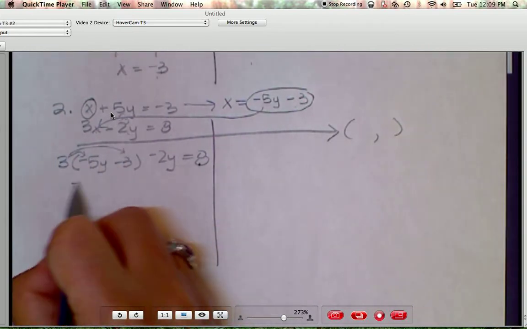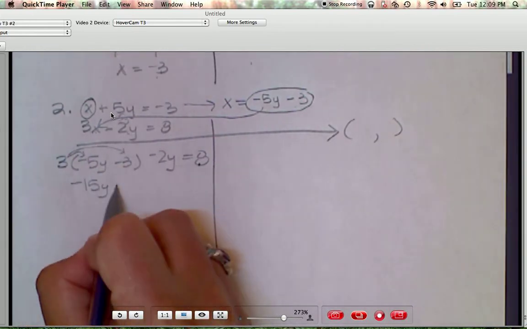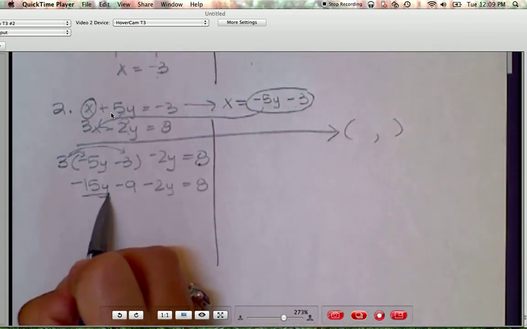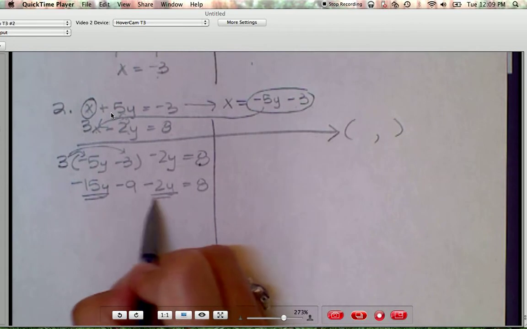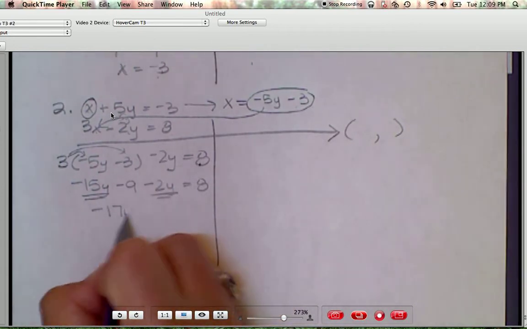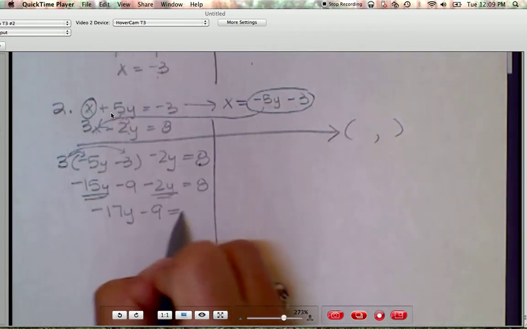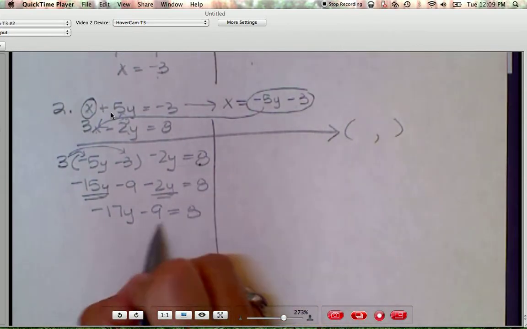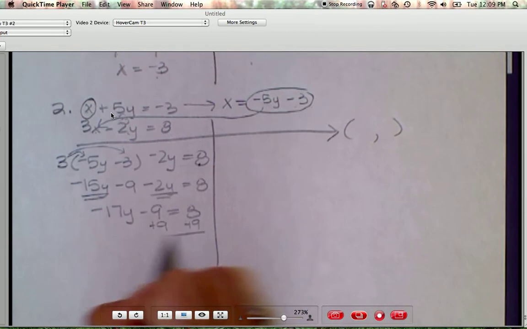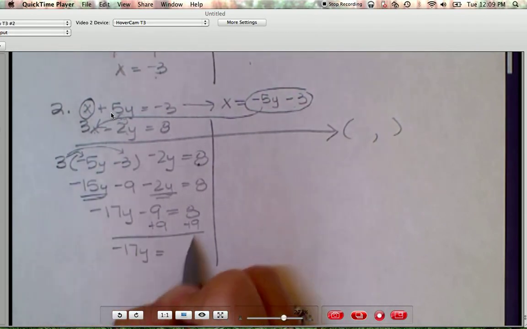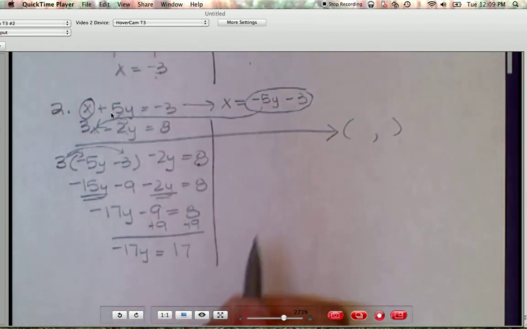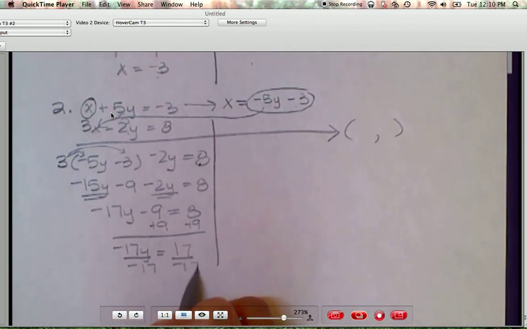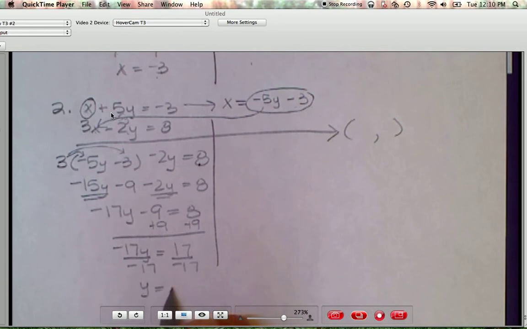Distribute here so we get negative 15y minus 9 minus 2y equals 8. Combine like terms. Negative 15y minus 2y is negative 17y minus 9 equals 8. Finish solving for y by moving this 9 to the other side. Negative 17y equals 17. Completely get y alone by dividing by negative 17. And we get y equals negative 1.